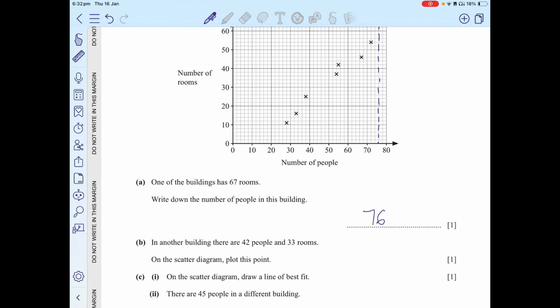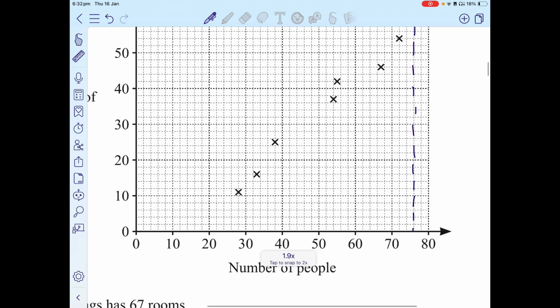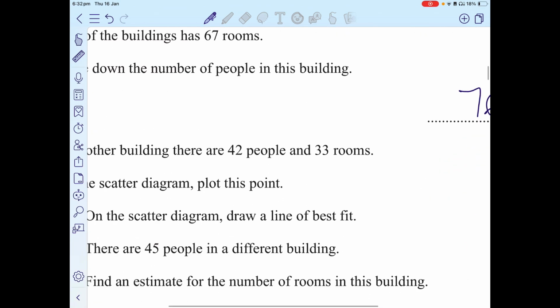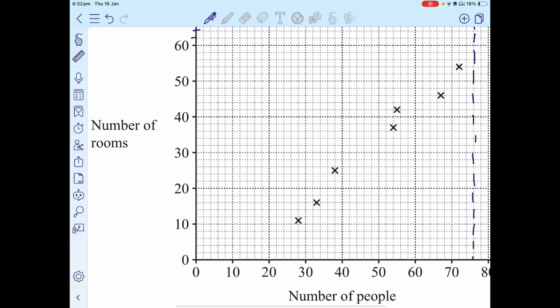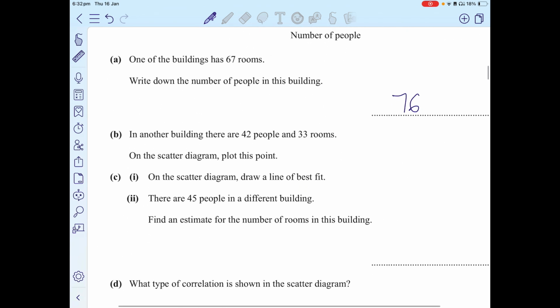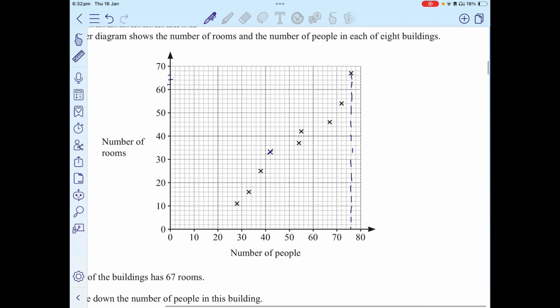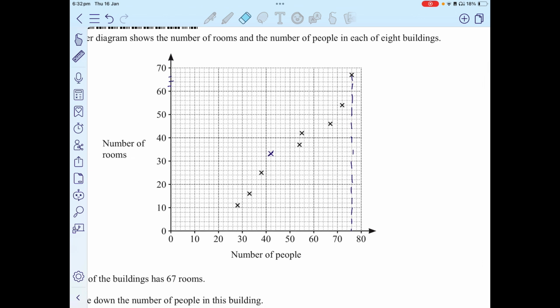The next question says, in another building, there are 42 people and 33 rooms. You have to plot this point. So 42 people and how many rooms? 33. So 42 as well as 32 and 33. This would be somewhere here. Then it says to draw a line of best fit. So I'm going to erase these small marks because they are not relevant anymore. Okay, I'm going to take my ruler and draw a straight line.